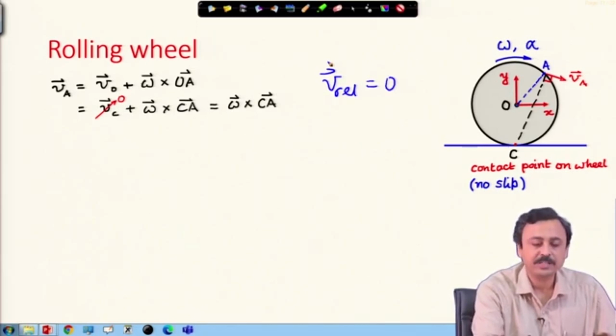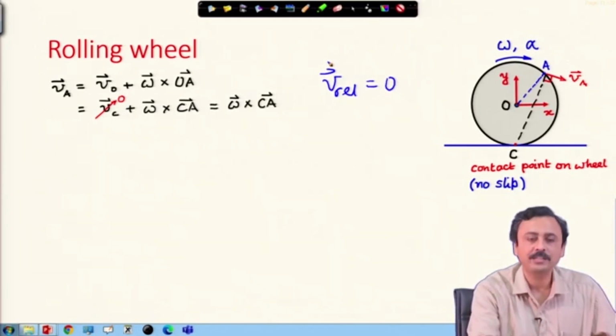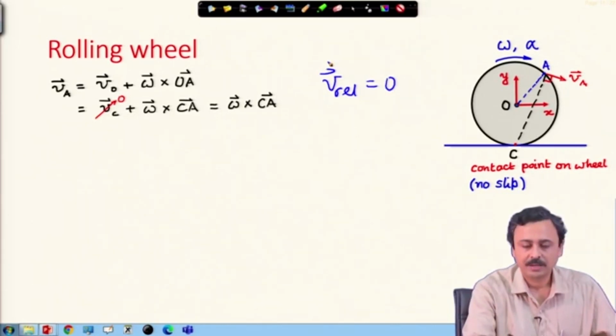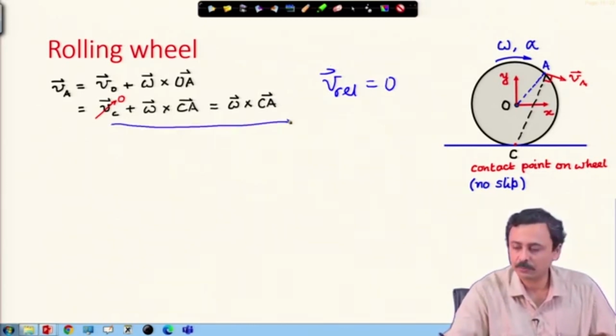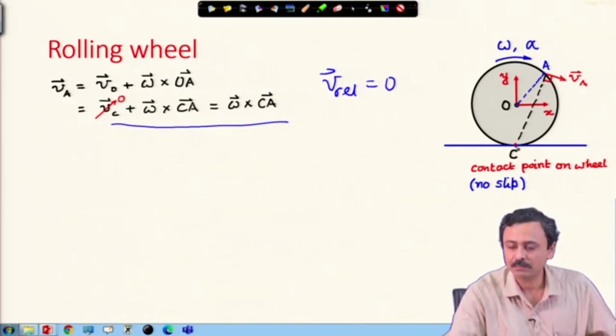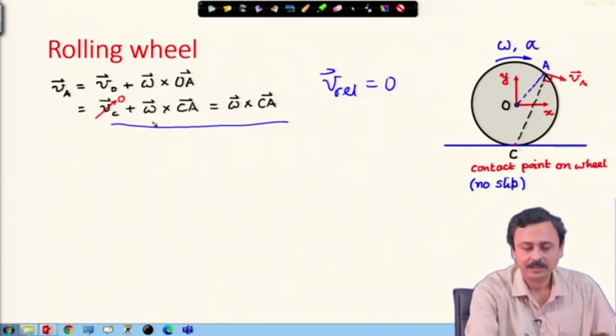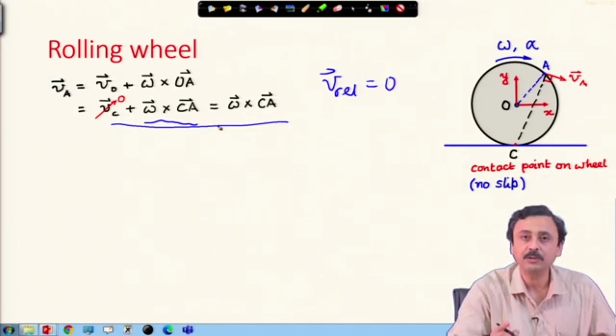Therefore, I can express velocity of A in two ways, in terms of velocity of O and in terms of velocity of C. Both ways I will get the same result, but the second expression gives a good geometric picture. Because velocity of C is 0, it is in contact with the ground, if you join C A, then velocity of A is omega cross C A, which means it is perpendicular to C A.